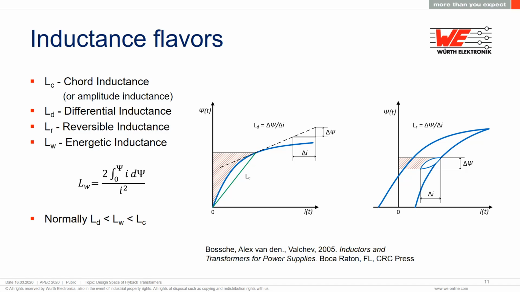Energetic inductance is the stored energy in the shaded areas. Normally, differential inductance is less than energetic inductance, which is less than the chord inductance. In a discontinuous mode, flyback is like on the left with chord inductance. Much more energy storage is available compared to the right side, which is like a continuous mode flyback.